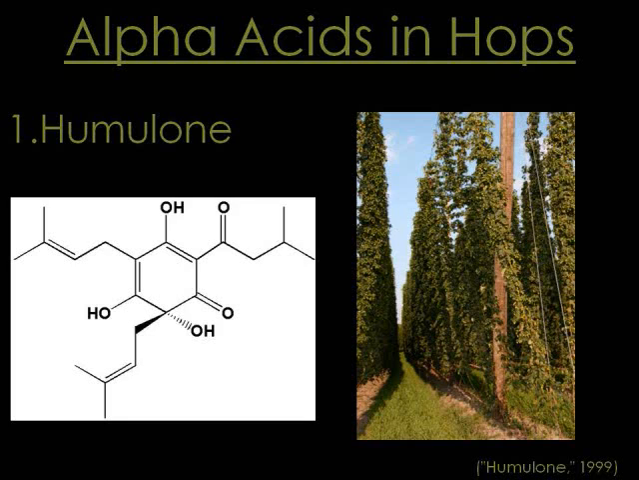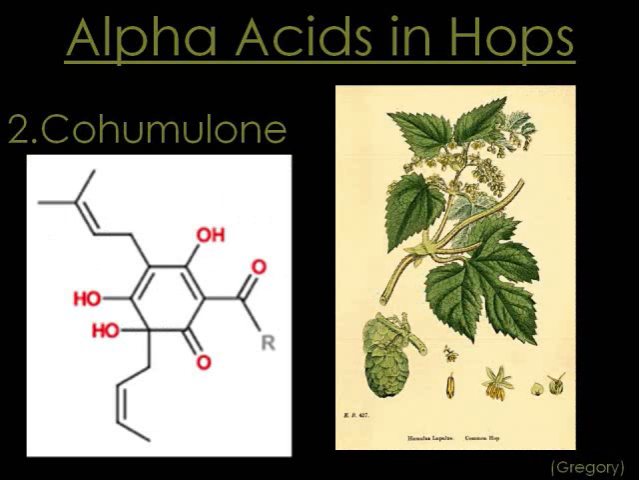Humulon is the main alpha acid in hops. It usually makes up about 40 to 80% of the total amount of alpha acids. It contributes to the bittering of the finished beer. Adhumulon is the second most plentiful alpha acid in most hops, making up around 10 to 15% of the total alpha acids.